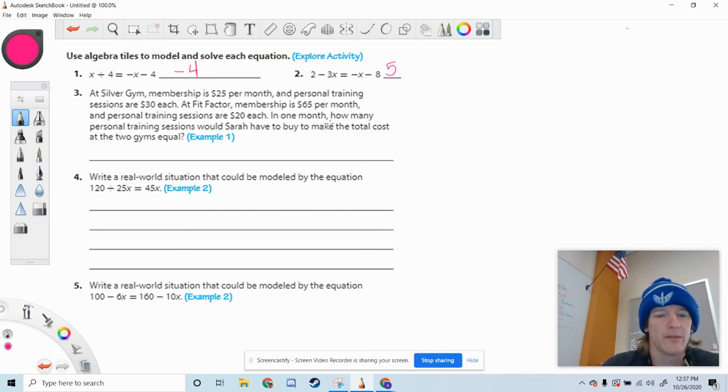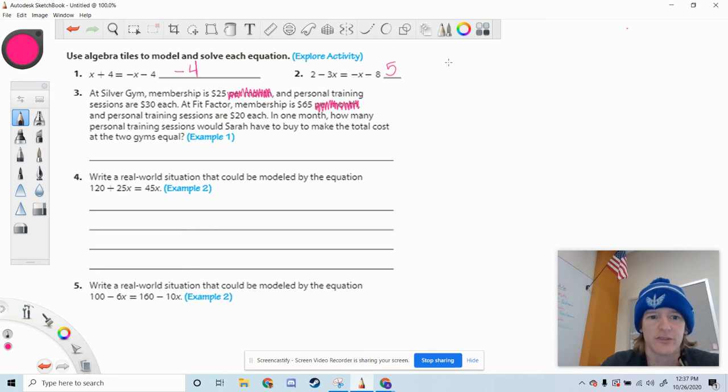So this is in 1 month. So this per month doesn't really matter. This is a one-time monthly fee we have, okay? And this per month, we're not going to multiply by months because months is 1. We're doing 1 month. How many personal training sessions would Sarah have to buy to make the total cost at the 2 gyms equal? So let's see.